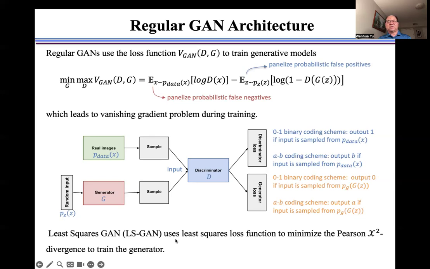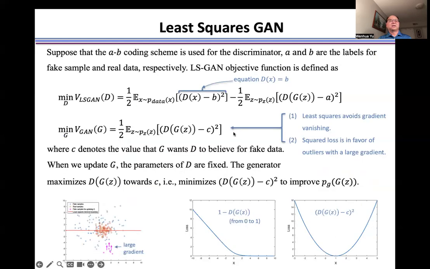Least Squares GAN uses the least squares loss function to minimize the Pearson chi-square divergence to train the generator. Suppose that the AB coding scheme is used for the discriminator. A and B are the labels of fake samples and real data respectively. The LSGAN objective function is defined as the sum of two terms. Here we use the equation D(x) equal to b. We get this least squares.